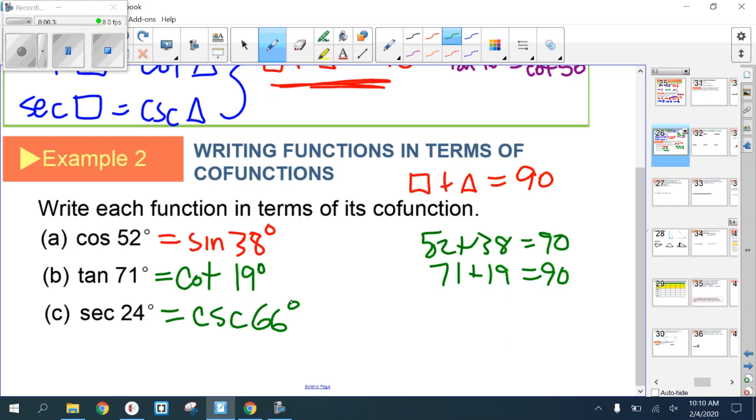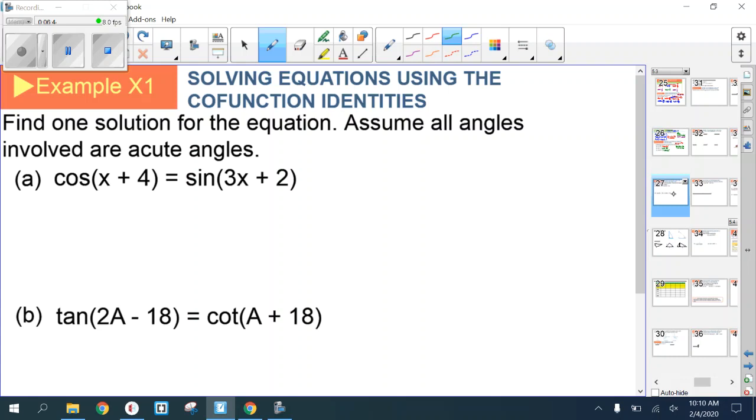Now, that's not that complicated of an issue, but when people get here, trust me, this is one of the most commonly missed test questions. Find one solution for the equation. Assume all angles involved are acute angles. People see something like this, and what they want to do, which is incorrect, is just cross this out and say, oh, well, x plus 4 equals 3x plus 2, and that's not what this says at all.